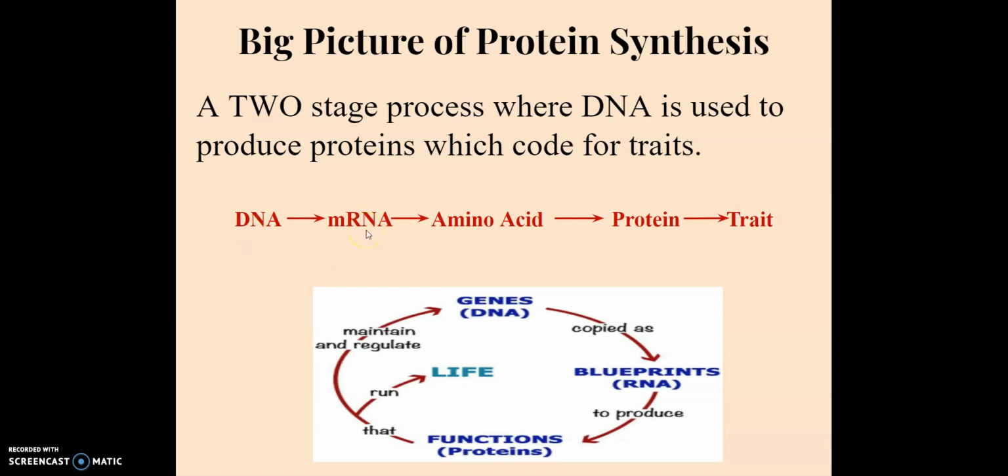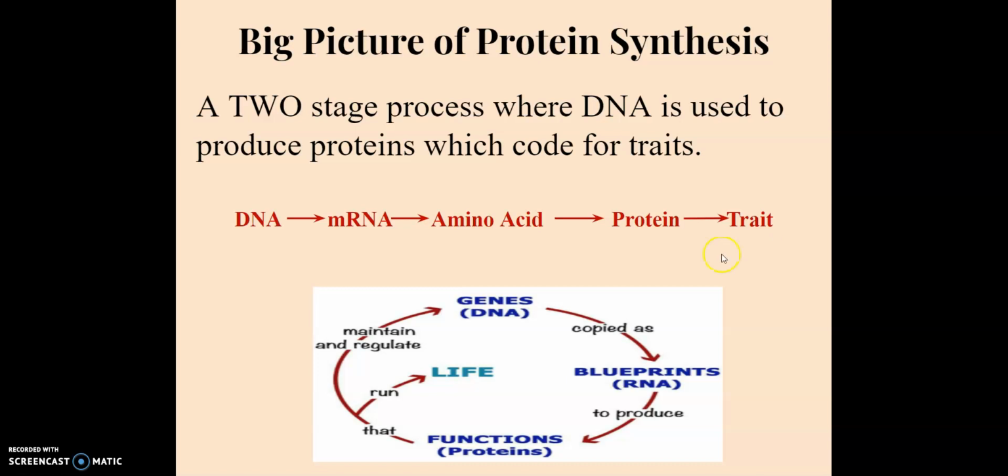We have to create an mRNA with the code of that protein from the DNA so that the mRNA can travel to the ribosome. Once the mRNA travels to the ribosome, it takes amino acids, those monomers of proteins, if you remember. Amino acids are the small subunits. They take those and transfer them to connect to one another to create a protein. Once that protein is created, then that protein will express the trait, the gene that you're trying to express.